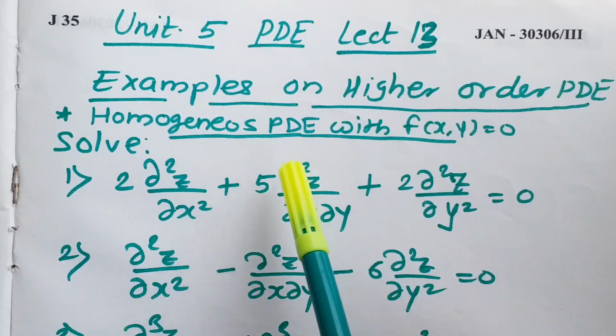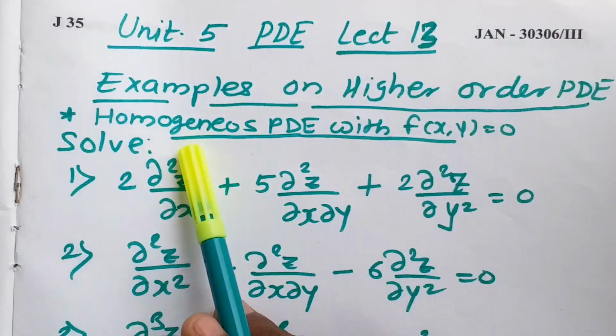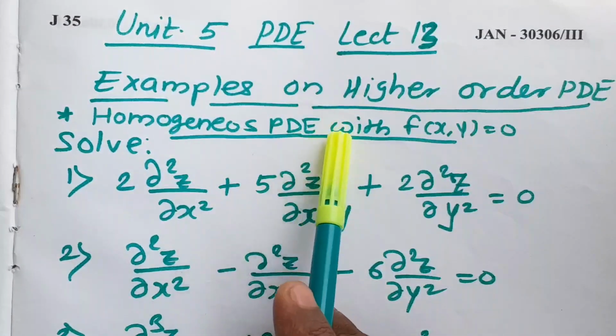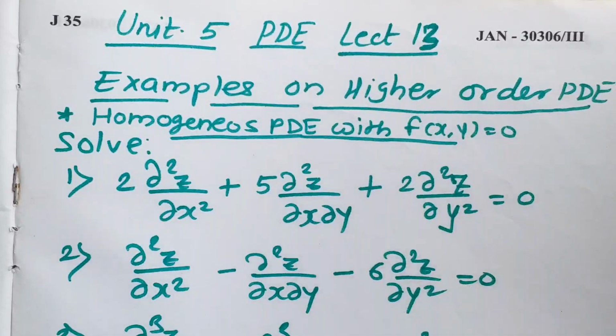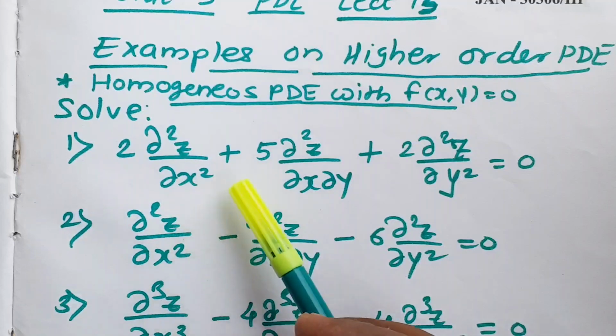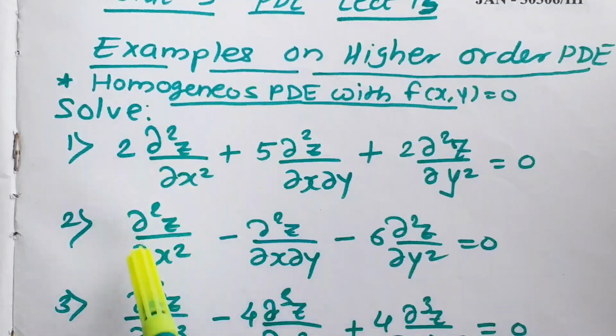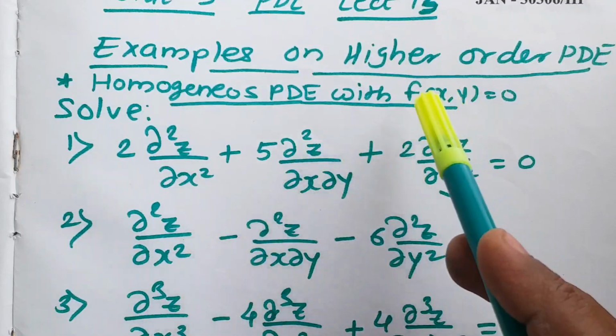In this lecture, we are going to discuss first the homogeneous partial differential equation with f of x, y equal to 0. That is, the right hand side of the differential equation will be 0. We are going to deal with only homogeneous partial differential equations of higher order, that is also of order 2 or order 3 maximum.